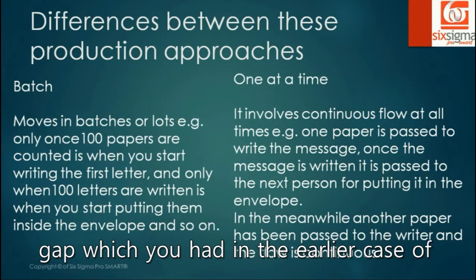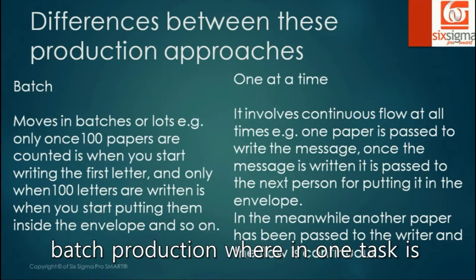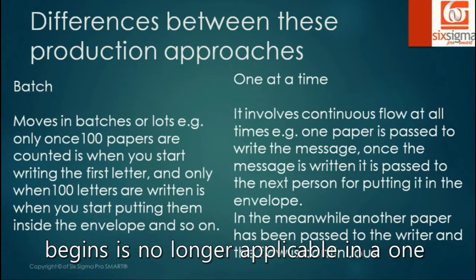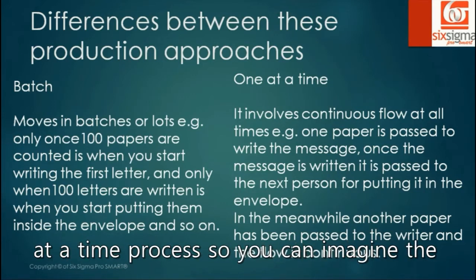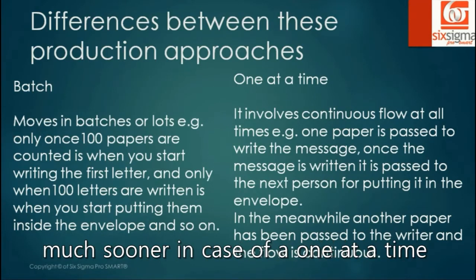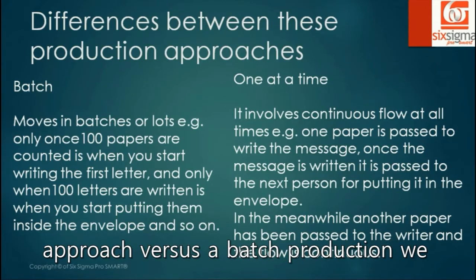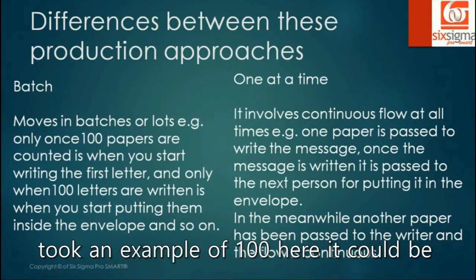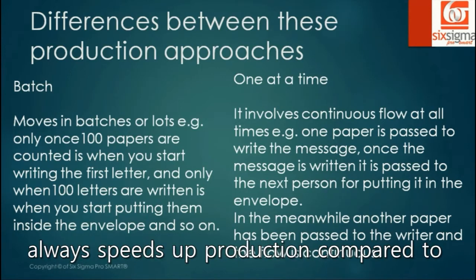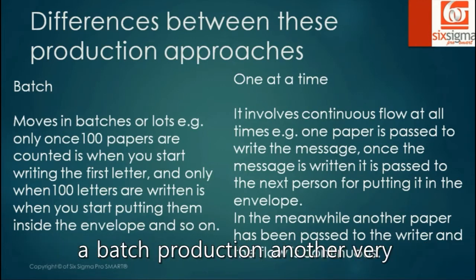So that gap which you had in the earlier case of batch production, wherein one task is completed and only then the other task begins, is no longer applicable in a one at a time process. So you can imagine the first letter to be posted would be ready much sooner in case of a one at a time approach versus a batch production. We took an example of 100 here, it could be more or less. So a one at a time approach always speeds up production compared to a batch production.